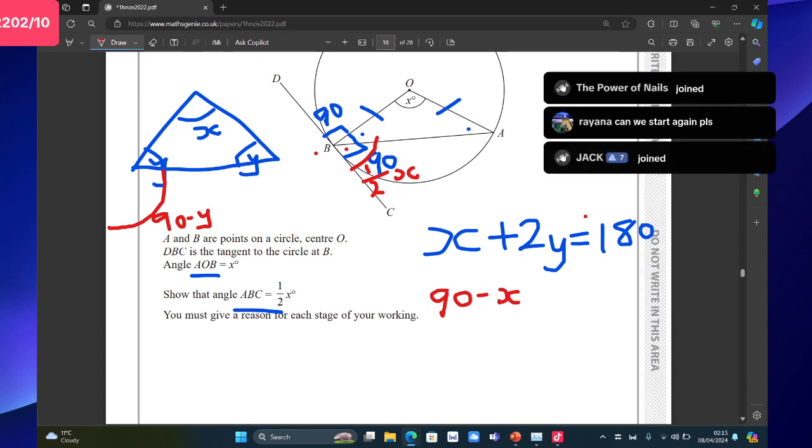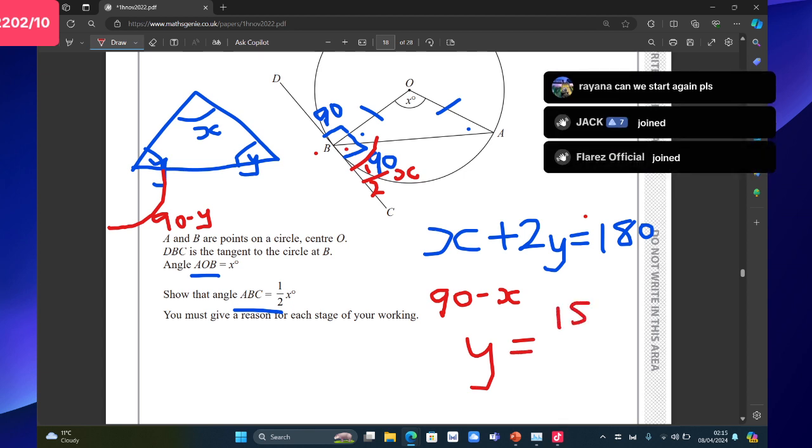So far we're actually correct here. So angle Y, if we rearrange here, it'd be (180 minus x) over 2.